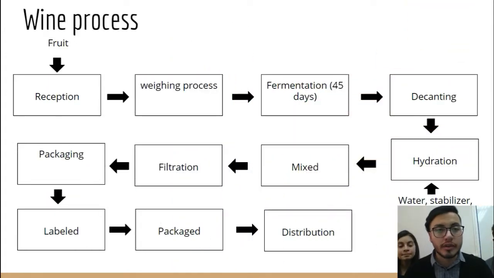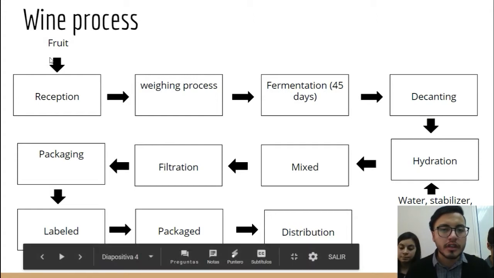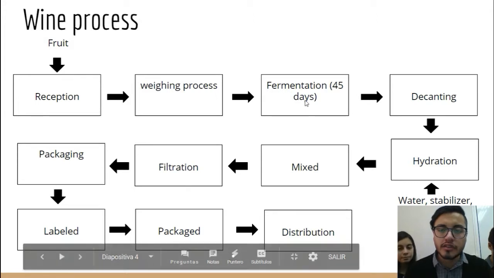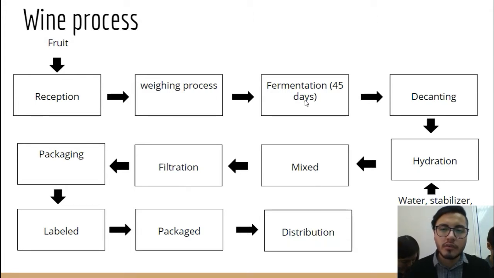Now we're going to talk about the wine process itself. Here we have the flow diagram. We can see it consists of 11 steps, and the fermentation is the third step, which is the most important one. In this step, the biotechnological innovation happens. So I'm going to explain each of them.